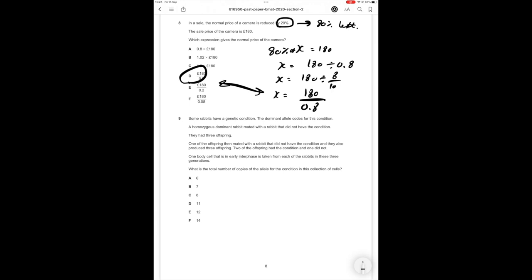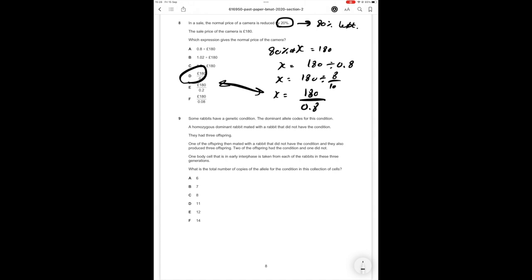Some rabbits have a genetic condition. The dominant allele codes for this condition. A homozygous dominant rabbit mated with a rabbit that did not have the condition. They had 3 offspring. One of the offspring then mated with a rabbit that did not have the condition, and they also produced 3 offspring. 2 of the offspring had the condition and 1 did not. 1 body cell that is in early interphase is taken from each of the rabbits in these 3 generations. What is the total number of copies of the allele for the condition in this collection of cells?